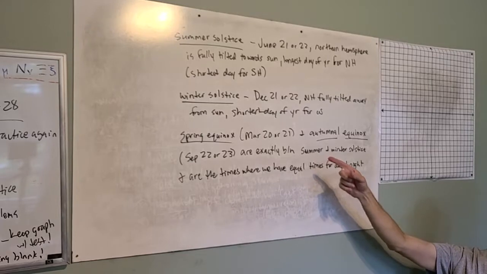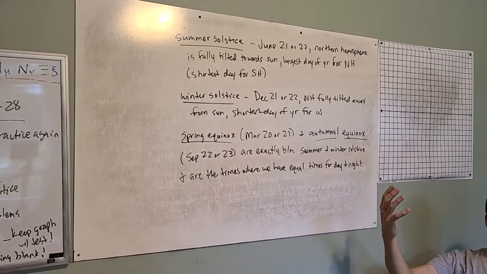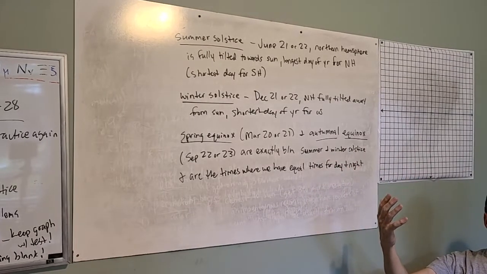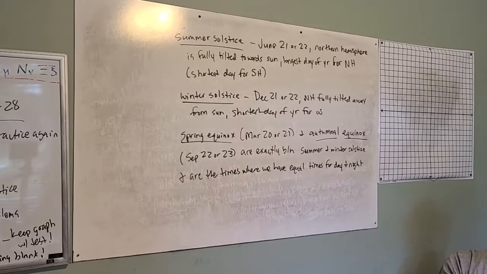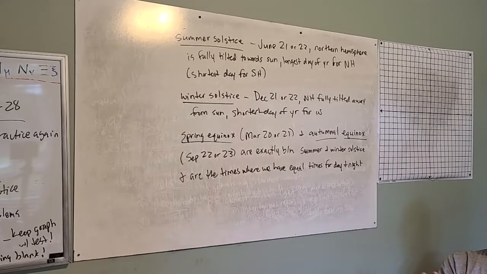Spring equinox is March 20th or 21st. Same amount of day and same amount of night on that particular day. Earth keeps moving around, then we hit the summer solstice again, and the process starts all over. Does that make sense? Yep.